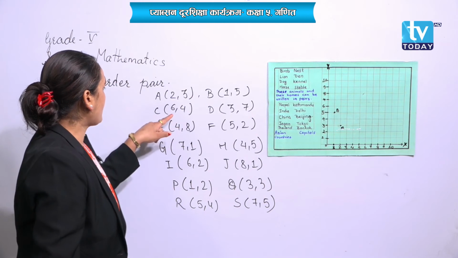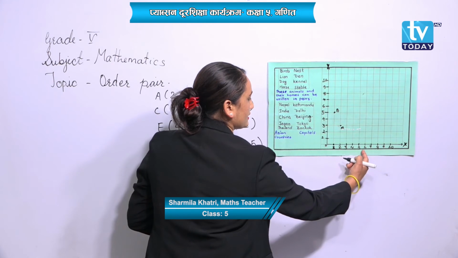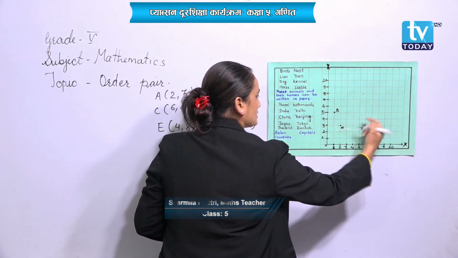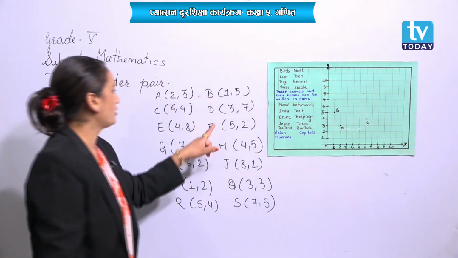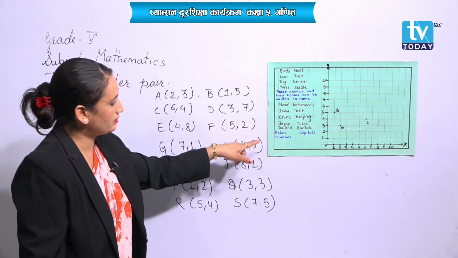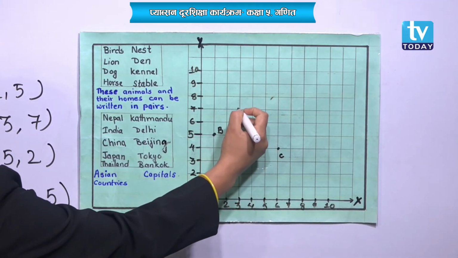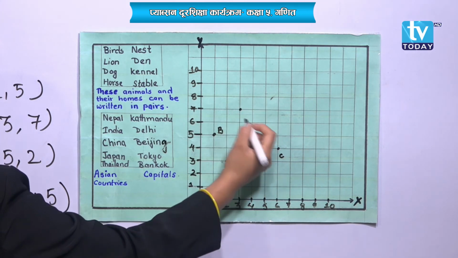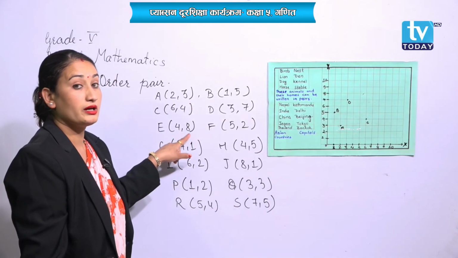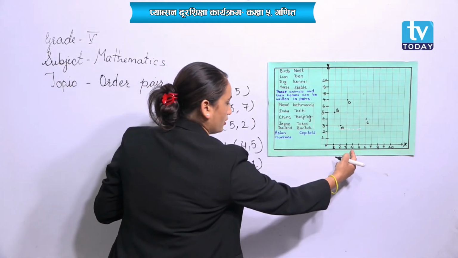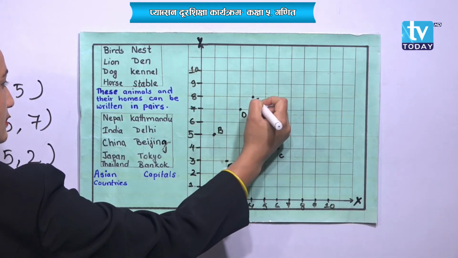So then after, it's (6, 4). 6 across on the side. Then have a look at the upper part, that is 4. (6, 4). It's C. (3, 7). Let's go. 3 across here and 7 up. So (3, 7) is here. Let's write it D. Then after, E (4, 8). 4. Let's go up. It is here. That is E.